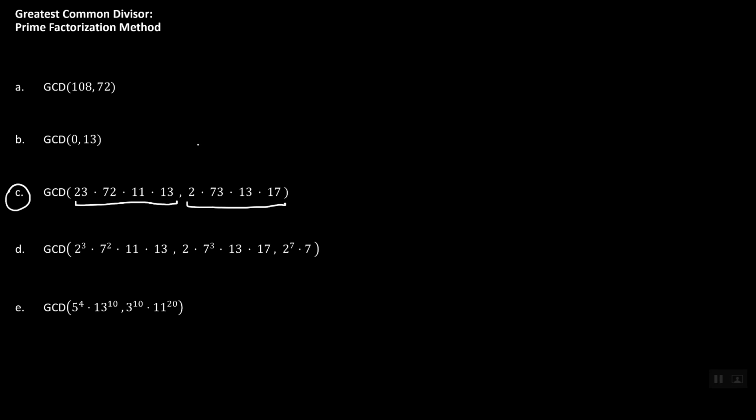So 2^3 times 7^2 times 11 times 13, is this prime factored? It's not. And the reason that I say it's not is because 7^2 is not prime. So really we could write this as 2^3 times 7 times 7 times 11 times 13. This is now prime factored.